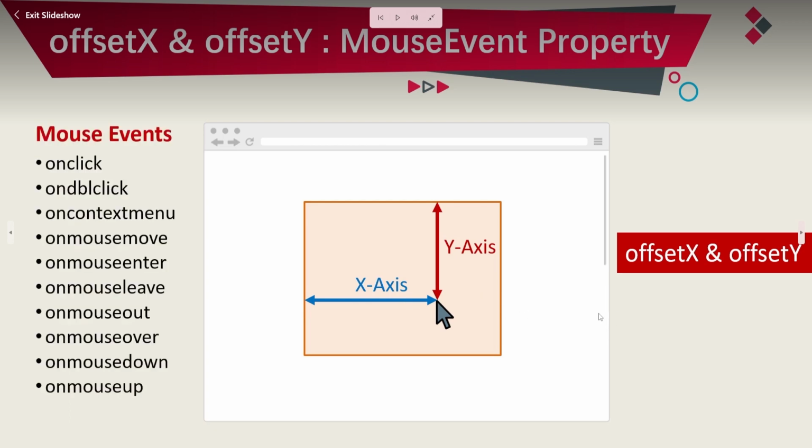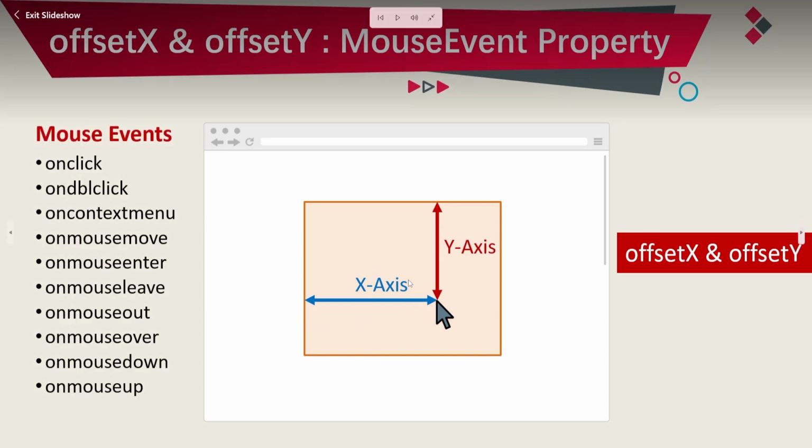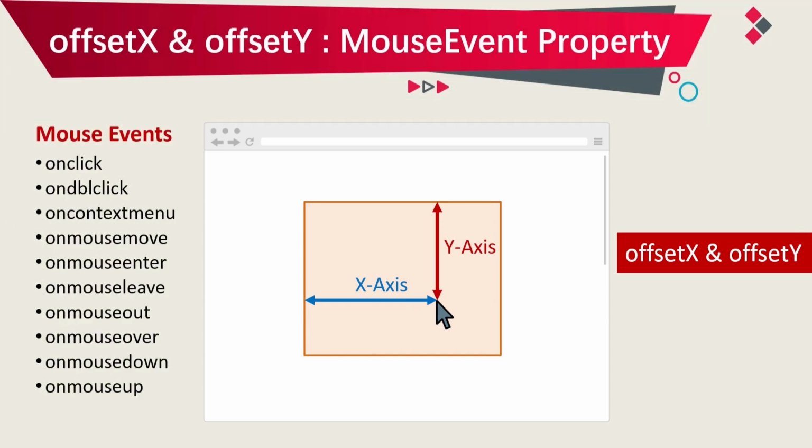And as you know, these are all mouse event related properties. We need to use a mouse event to use these properties, and we are already familiar with these mouse events. So without wasting your time, let's start the practical and see how we can extract the value of the x-axis and y-axis using the offsetX property and offsetY property.